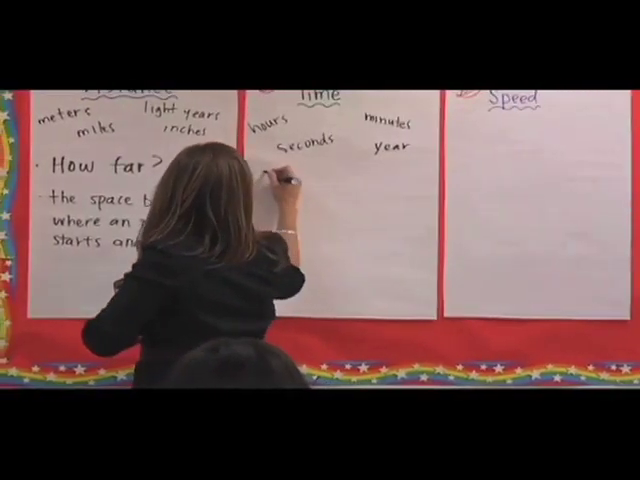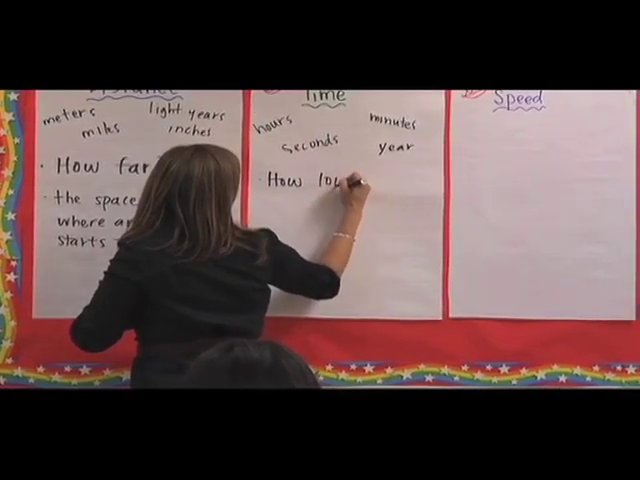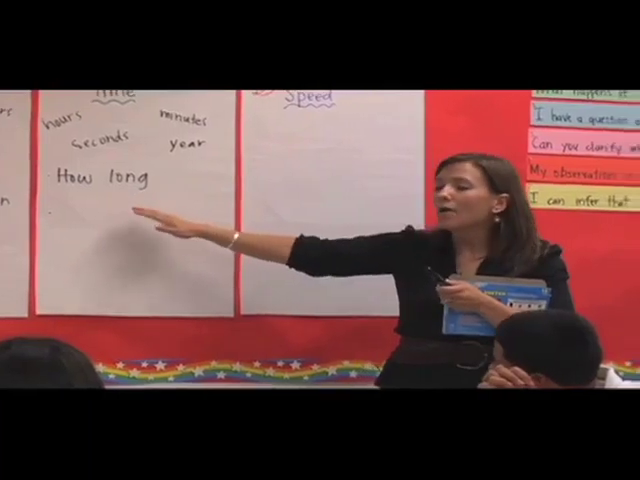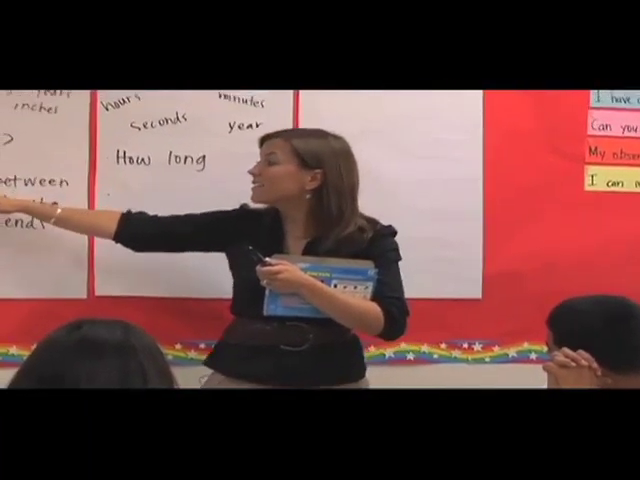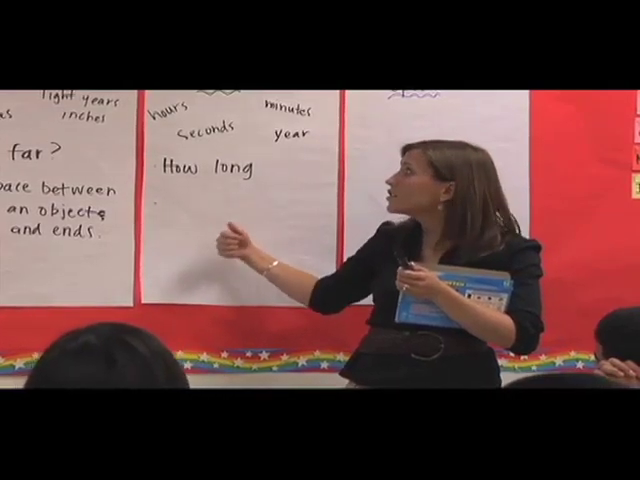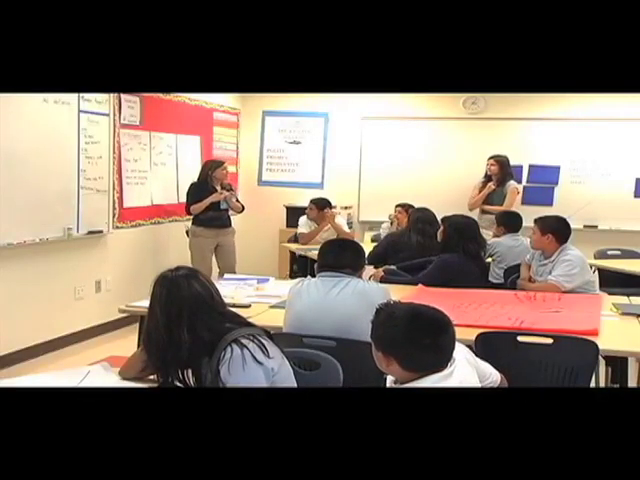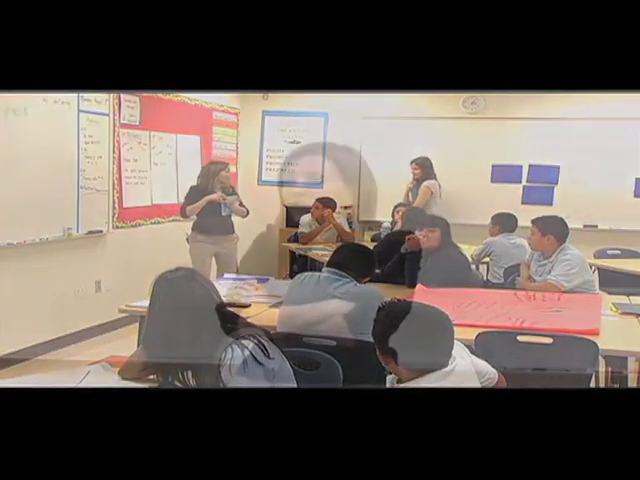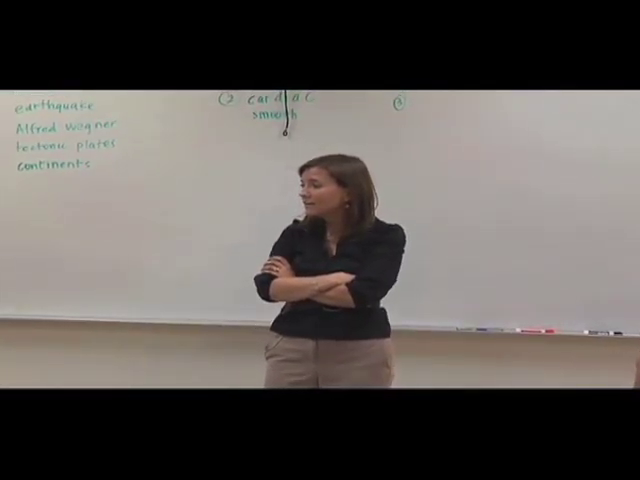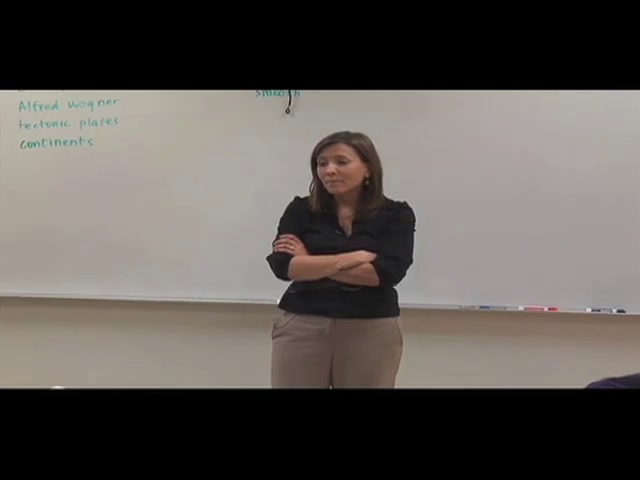How long? Okay. Take 30 seconds with your table then and talk about how would we define it. We said for distance it's the space between where an object starts and an object ends. What kind of definition could we use for time? 30 seconds, talk it out. Well, but time is just time, right? This is hard to define. It's the amount of time.